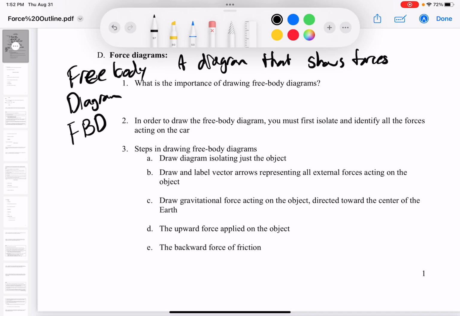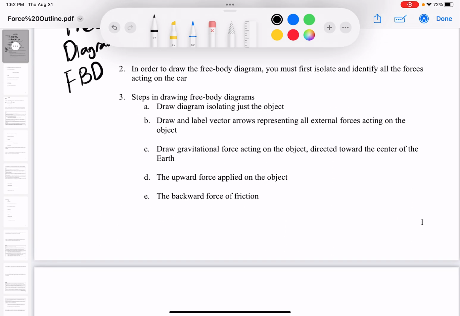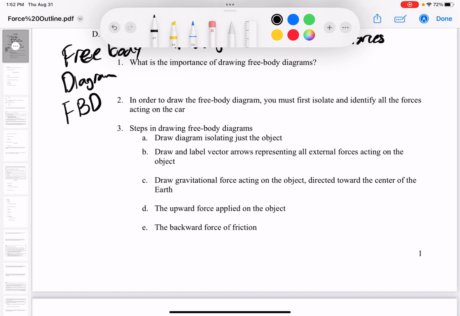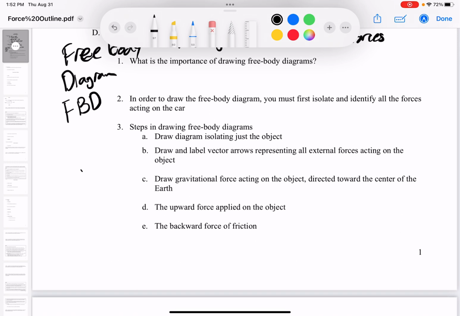So, in order to draw a free body diagram, you must first identify all the forces acting. So, if we wanted to draw a free body diagram on a car, the first thing we want to do is just draw a car, right? Now, you'll notice that that doesn't really look like a car, but that's okay. In physics, everything is a box, okay? So, we just have a box here, and that's all we need.